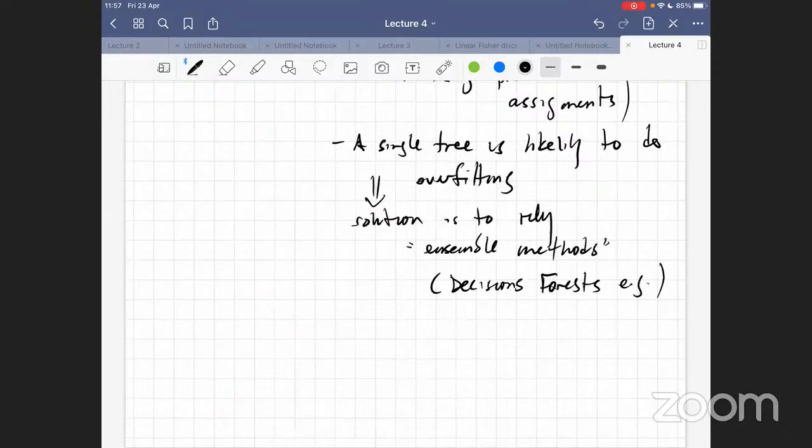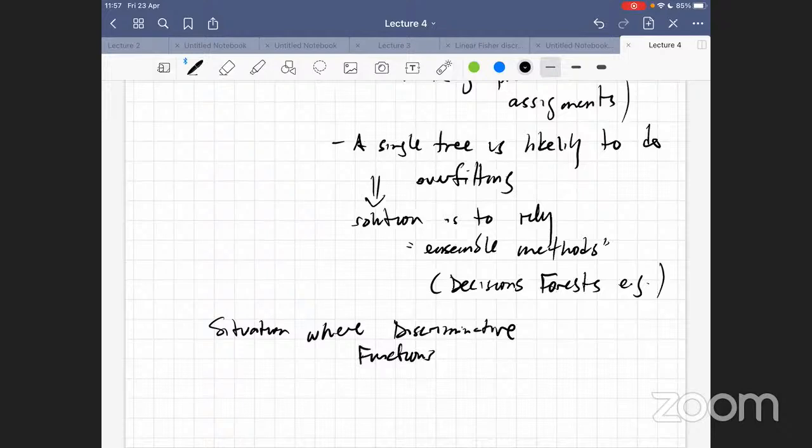Okay, so in general, all this family of models here, which are non-probabilistic, may not be convenient, depending on your scope. For example, imagine situations where discriminative functions such as decision trees may not be convenient.